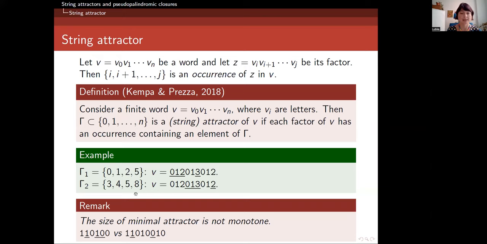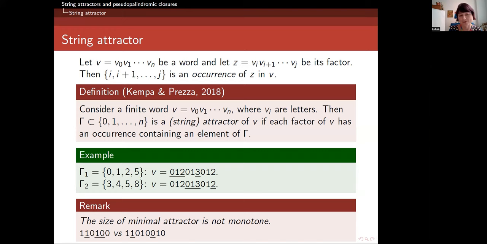Now let me remark an important observation, that the size of the minimal attractor is not monotone. It means that it can happen that you have a word which is a factor of another one. It happens here, because you obtain the second word if you add 1 and 0 to the end. This word has attractors of size at least 3, because the factors 1, 1, 0, 1, and 0, 0 are 3 factors that occur exactly once there, and their occurrences are disjoint. So your attractor here must be of size at least 3, because it has to touch all those factors.